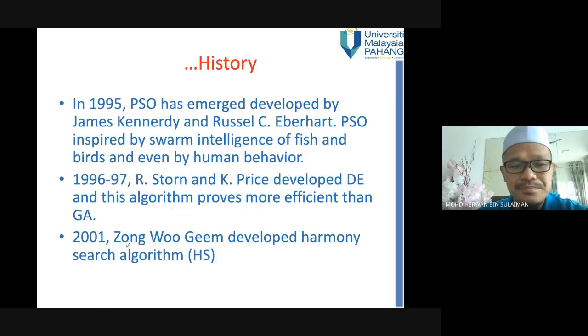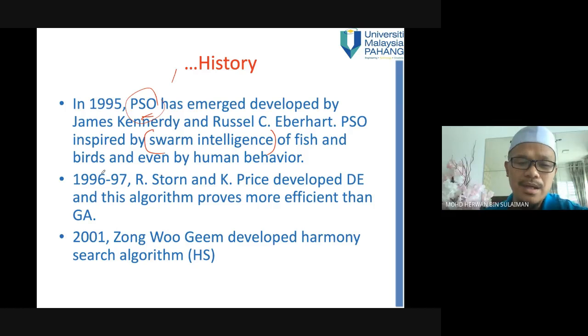Okay, never mind. And then in 1995, PSO, particle swarm optimization, emerged, developed by James Kennedy, Russell C. Eberhart. So PSO was inspired by the swarm intelligence of fish and birds. When this one emerged, they changed the term. Okay, they implemented swarm intelligence. From artificial intelligence, they went to swarm intelligence, then evolutionary algorithms, and now computational intelligence. That's all basically quite similar. It's just terminology only.